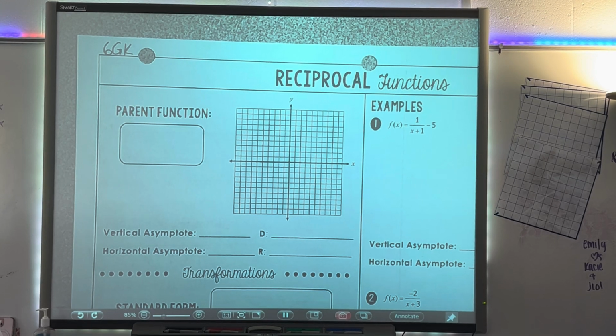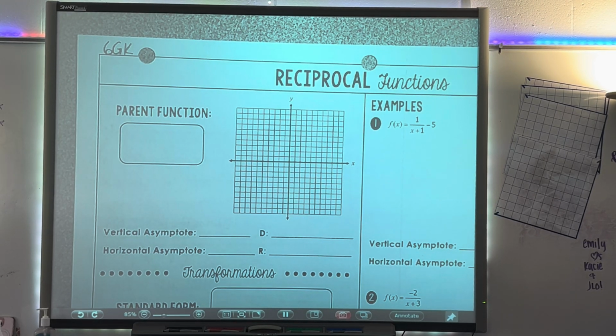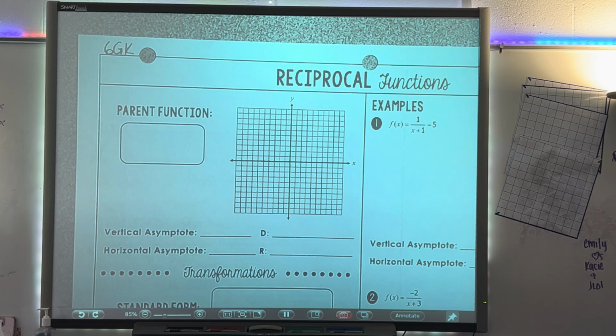Alright, so we're gonna continue on with where we were yesterday, and kind of re-look at both the reciprocal and the rational function.